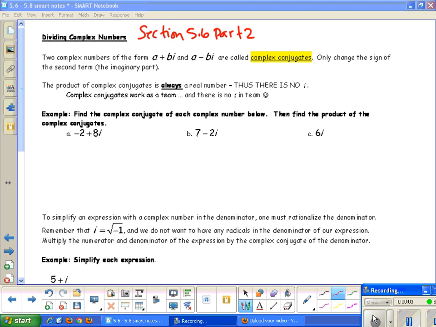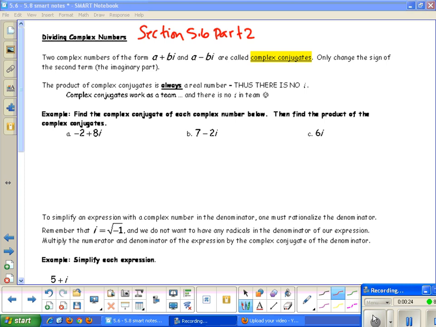Section 5.6, part 2, we're going to talk about dividing complex numbers and conjugates. So two complex numbers of the form a plus bi and a minus bi are called complex conjugates. Remember, they are conjugates because the sign of the second term was changed. It was plus bi and then it became minus bi.